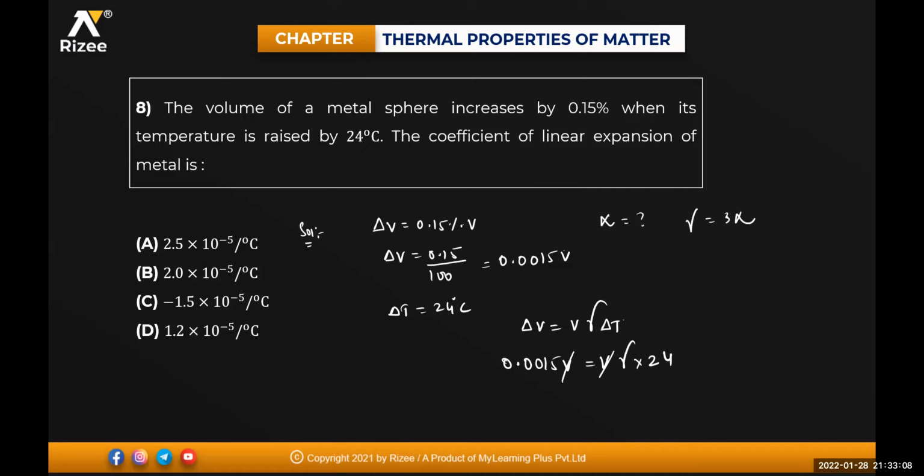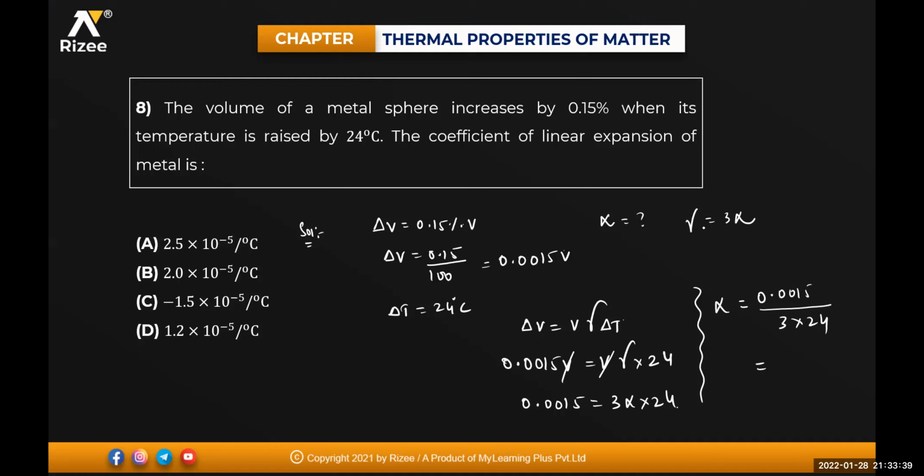Gamma is equal to how much for me? 3 times of your alpha. Isn't it? That means this will become for me 0.0015 is equals to 3 times of your alpha into your 24. So I can write from this one, alpha is equals to how much for me? Alpha is equals to 0.0015 divided by your 3 into your 24. Times gamma. Yes, beta. Gamma is equal to 3 alpha.